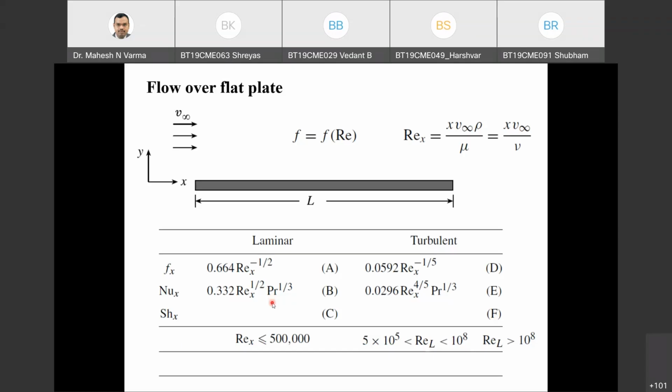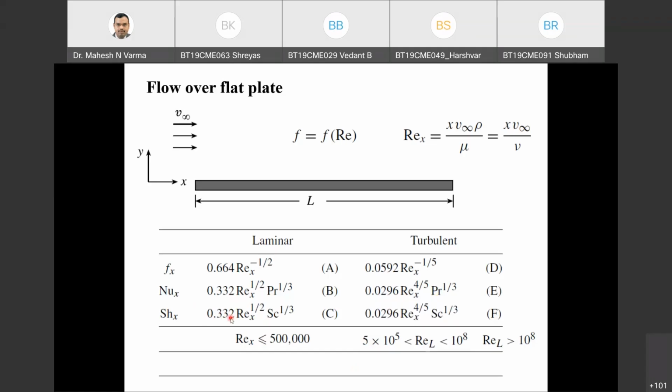Sorry, sir, it is Schmidt number. Yes, that is not Prandtl number, this is Schmidt number. That is correct. Very good. Roll number 63, Shreyas. What is the equation for turbulent flow here? Sir, it will be the same as for Nusselt number, just instead of Prandtl number, it will be Schmidt number. Yeah, very good. So it is the same.